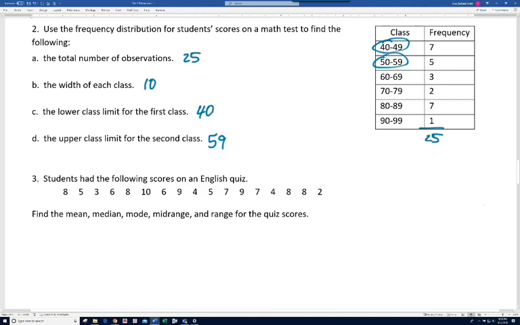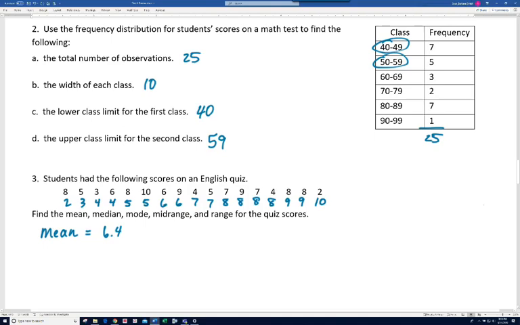In problem 3, it says students had the following scores on an English quiz. Find the mean, median, mode, mid-range, and range for the test scores. All right, so for the mean, I'm going to go ahead and put these in order. And for the mean, we would just add them all up and divide by how many there are. I believe there's 17. And you should get 6.4.